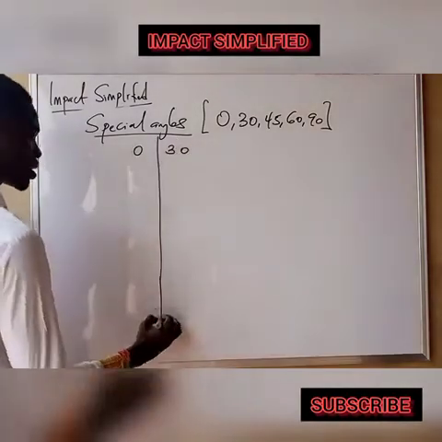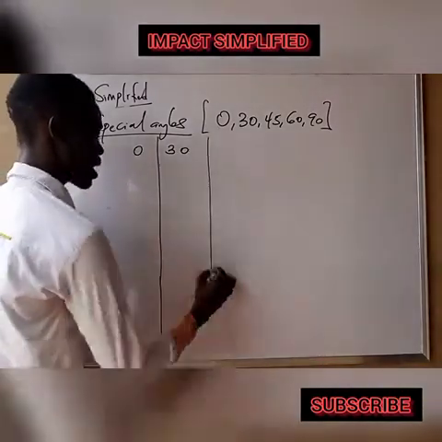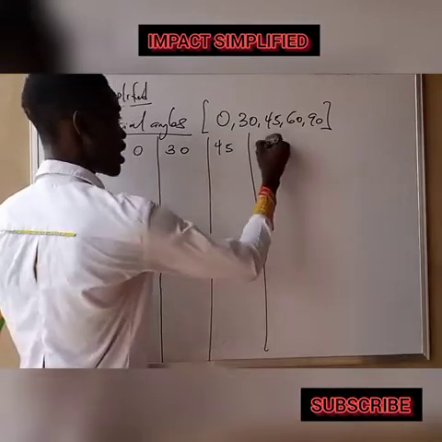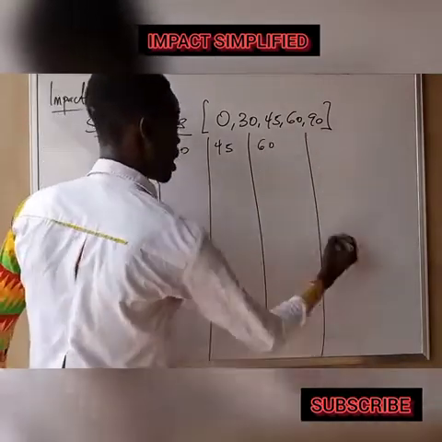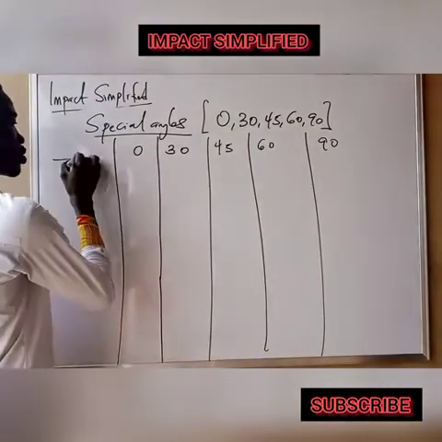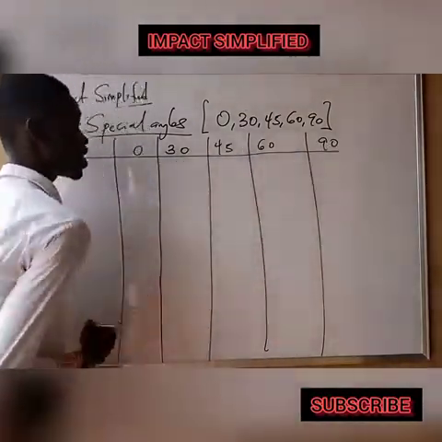Now, we have to arrange them. That means we have 0, 30, 45, 60, and also 90. So these are the 5 types of special angles.